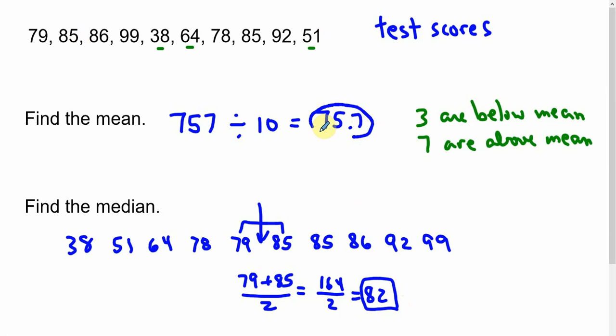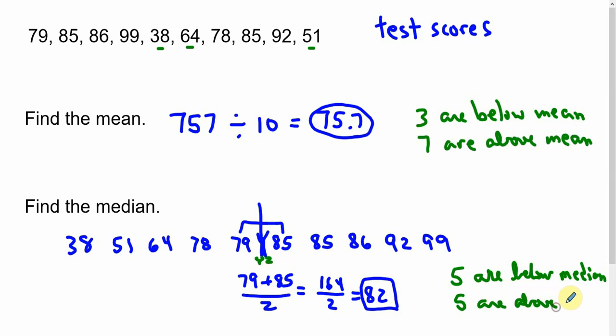The mean was 75.7, the median is 82. So the median is right here, 82. Notice that 1, 2, 3, 4, 5 are below the median, and 5 are above. That will always happen with the median, that there are equal numbers above and below.